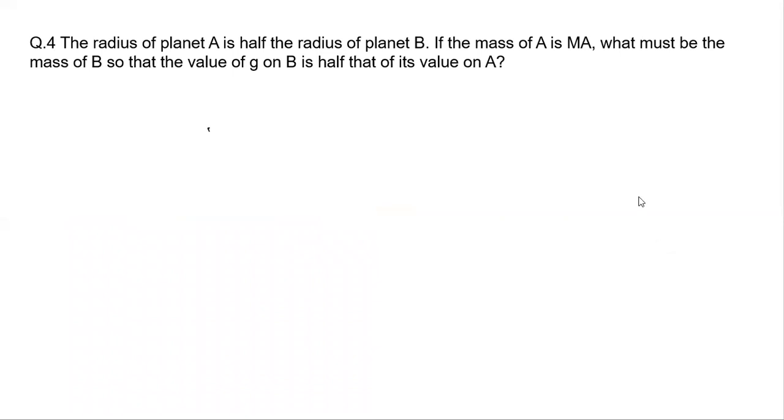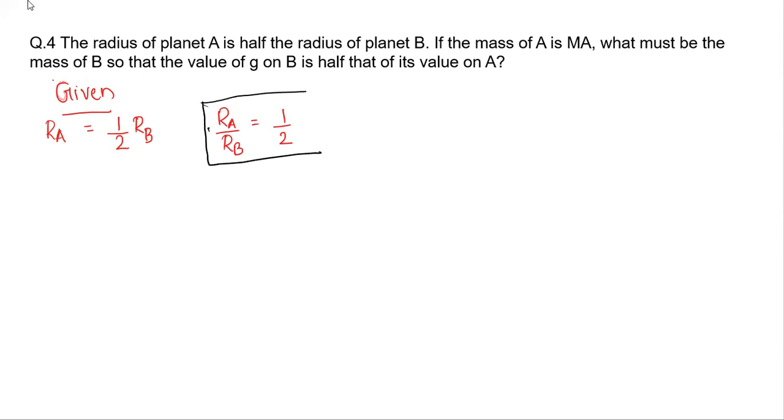So what is given, children? Here it is given that radius of planet A is, let it be RA. Radius of planet A is RA, half the radius of planet B, that is half of RB, where RB is the radius of planet B. Okay. Now take RB to the other side. With 1 upon 2 it is multiplied. Multiplication will become division. So RA upon RB is equal to 1 upon 2. Okay, we just arrange the equation.